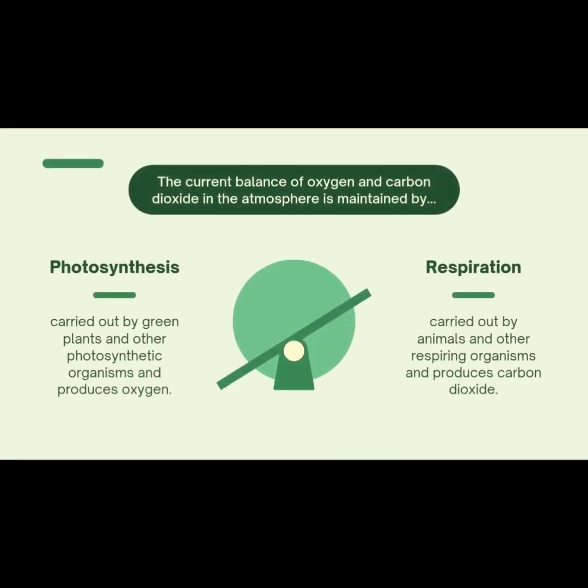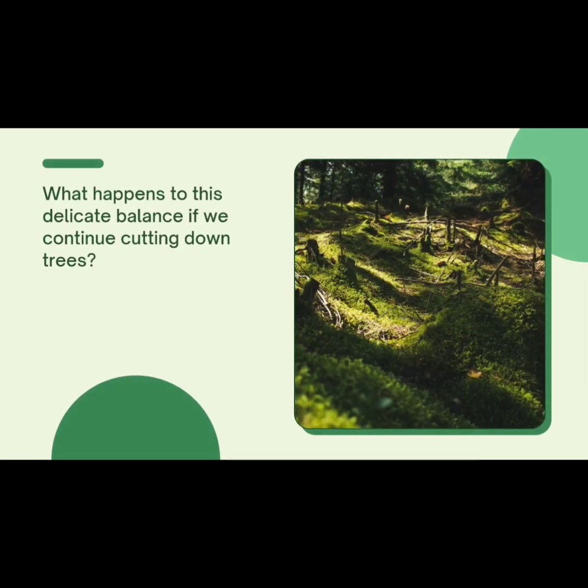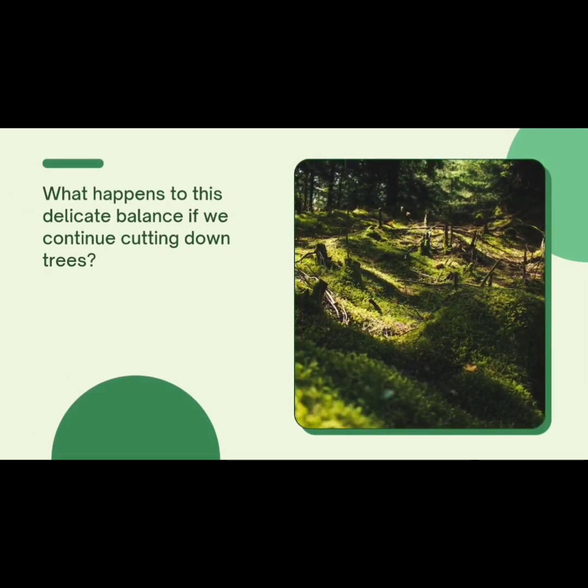The current balance of oxygen and carbon dioxide in the atmosphere is maintained by photosynthesis, carried out by green plants and other photosynthetic organisms, which produces oxygen, and respiration, carried out by animals and other respiring organisms, which produces carbon dioxide. What happens to this delicate balance if we continue cutting down trees?